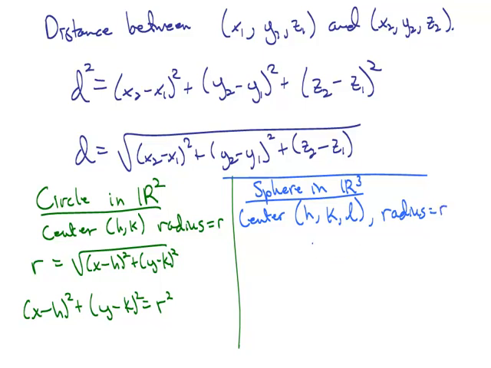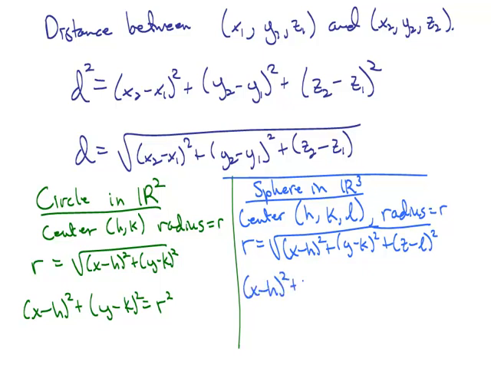So we want all points x, y, and z that have a fixed distance of R from HKL. So we want r to be the distance from x, y, z to HKL, and so we use our distance formula here. We have r equal to the square root of x minus h squared plus y minus k squared plus z minus l squared. Squaring both sides, we have our standard equation for a sphere in R3: x minus h squared plus y minus k squared plus z minus l squared is equal to our radius squared.